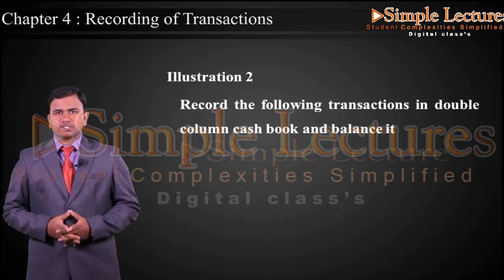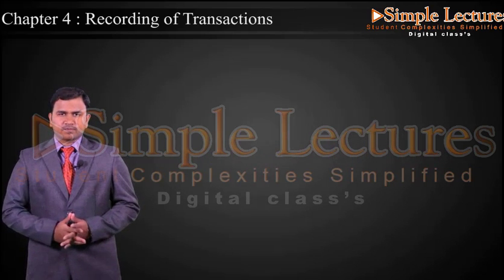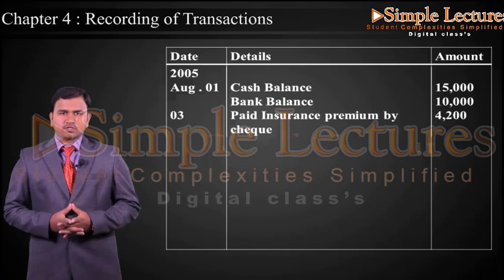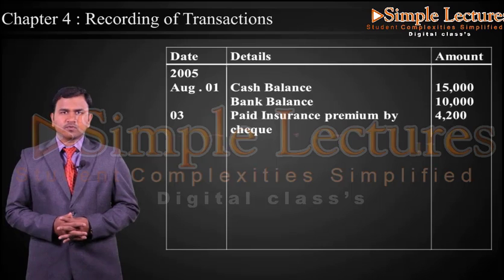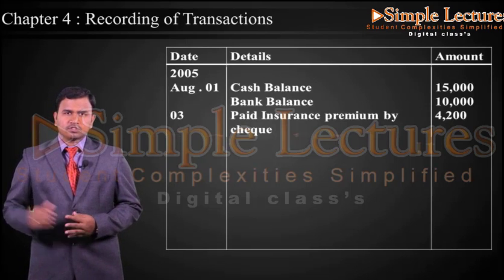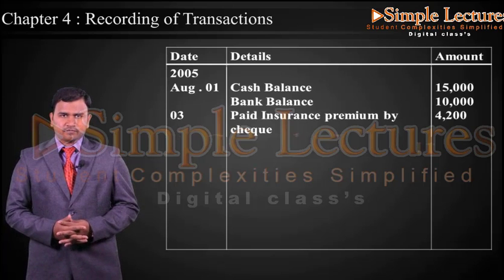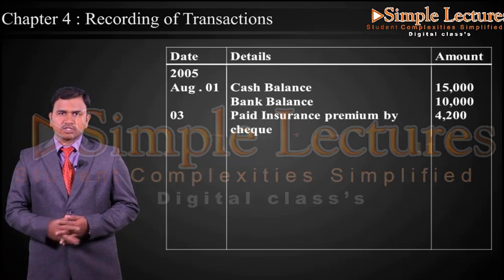So let us take the transactions and start posting to the ledger account, which is the double column cash book. The first transaction we have on August 1st, 2005: cash balance 15,000 and bank balance 10,000, which is nothing but what we have with us. So that is the balance brought down. This will be taken on the debit side and the date will be 2005 August 1st, to balance brought down, in the cash amount column 15,000 and in the bank amount column 10,000.